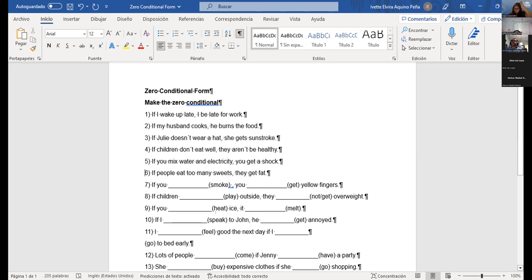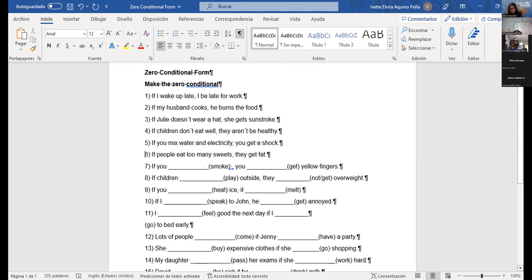Number 7, if you smoke, you get yellow fingers. Miss, ¿me puede explicar? Bueno, de hecho estuve viendo que el fingers solo para los americanos solo son 8, porque los otros son thumb, ¿verdad? Y los de los pies le llaman de otra manera. No, toes. Sí, son toes.